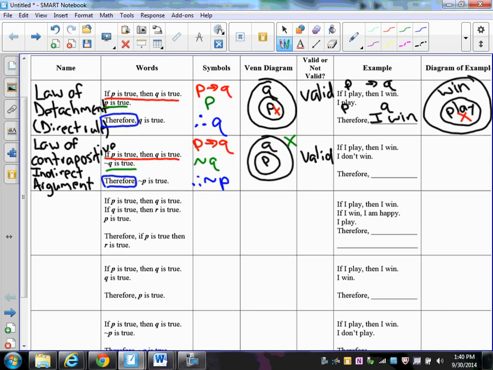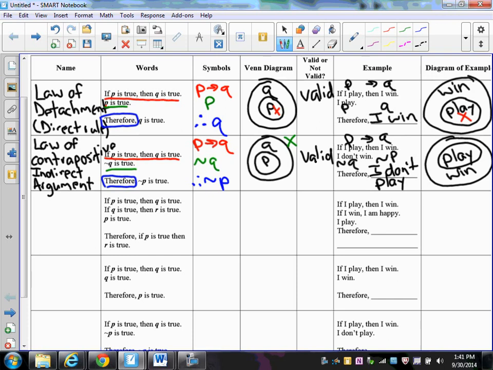So to fill this in, if I play, then I win. I don't win. So right here I have P, then Q. I have not Q, therefore not P. Not P is I don't play. So if I'm going to draw this same thing again, remember I still have play on the inside, wins on the outside, but where I am, I say that I don't win. So I'm outside the two circles.